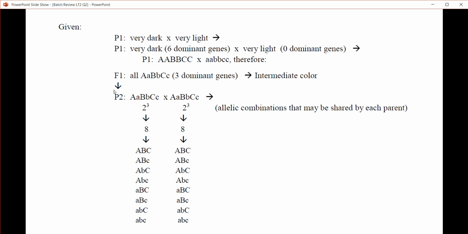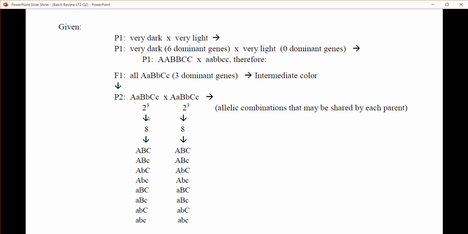Then you will have the F2 generation. And how do you get the F2 generation? Let's make a Punnett square. Let's get the unique gametes of the first F1 generation. So if this is the case, in order for you to get the unique gametes, it's 2 raised to the 3.